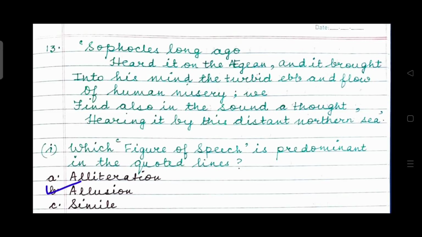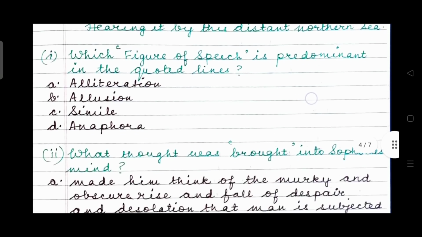Coming back to this question, here there is an allusion to a passage in the ancient Greek play Antigone by Sophocles. The speaker says that Sophocles heard a similar sound near the Aegean Sea, which brought to his mind a similar note of despondency. This is the explanation of this answer.